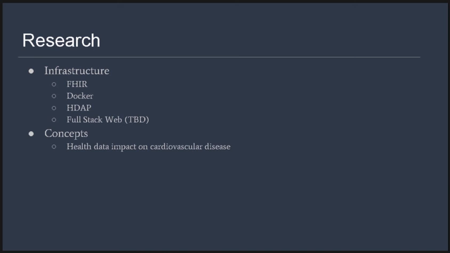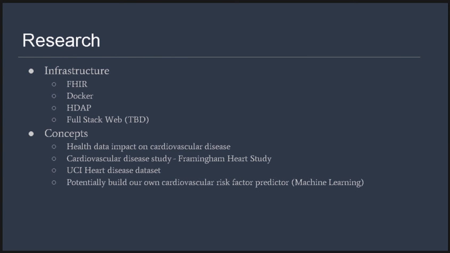Basically, we need to learn what contributes to cardiovascular disease, what health data, for example, smoking. We also need to learn about the Framingham Heart Study, which is one of the largest heart studies in the United States. We also need to look into the UCI heart disease data set, so hopefully we can create our own risk factor predictor using machine learning, if we end up using that rather than the Framingham heart assessment.